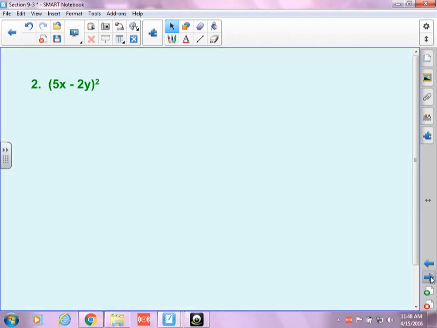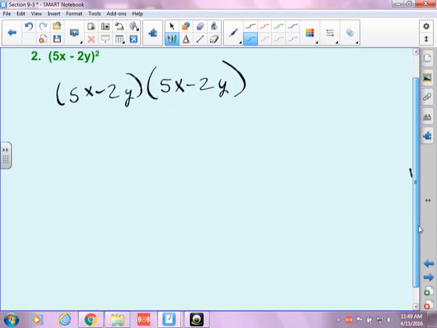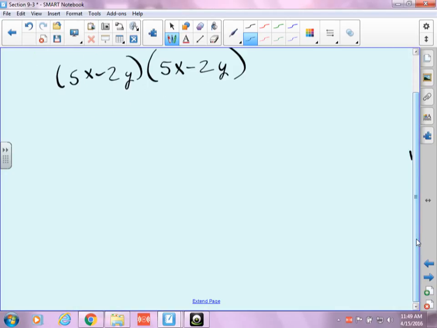Notice that I have a squared again. So this is 5x minus 2y, 5x minus 2y. So it's very similar to the other one, but what's different about this problem that we didn't have on the last one? Yeah. We have 2 variables, and so students get really freaked out. They're like, oh my gosh, there's 2 variables, what am I going to do? No big deal. So we're going to do our boxes again.